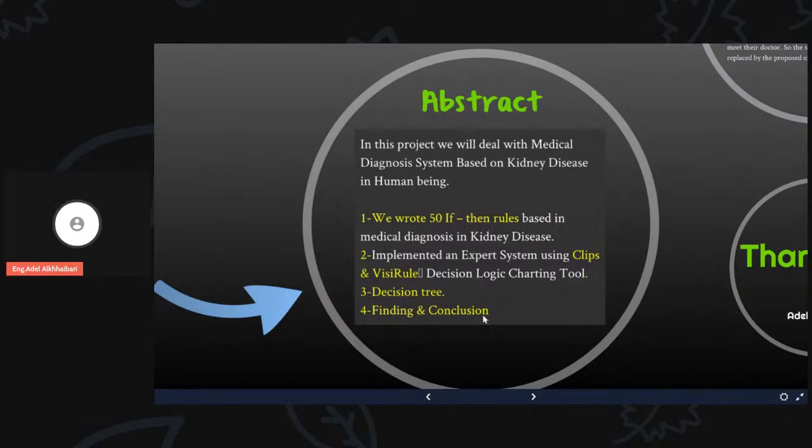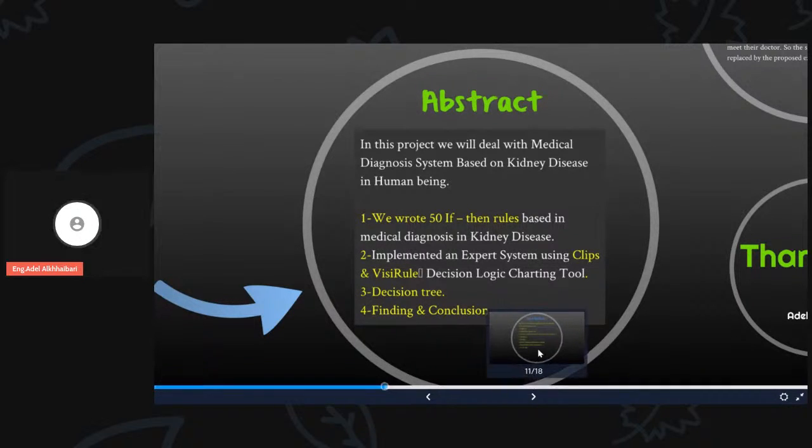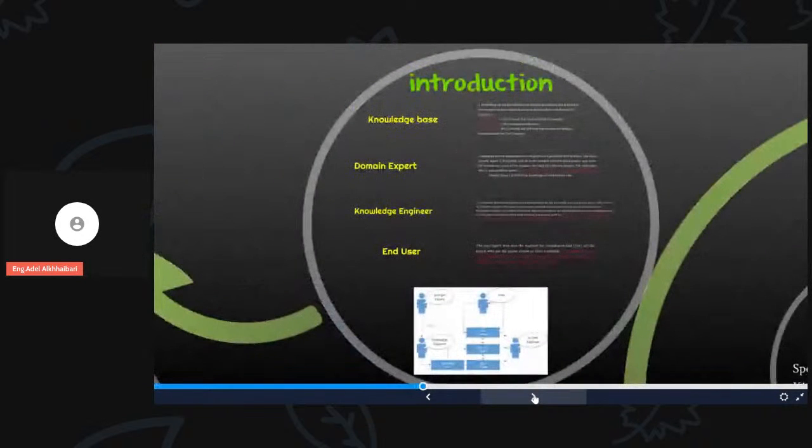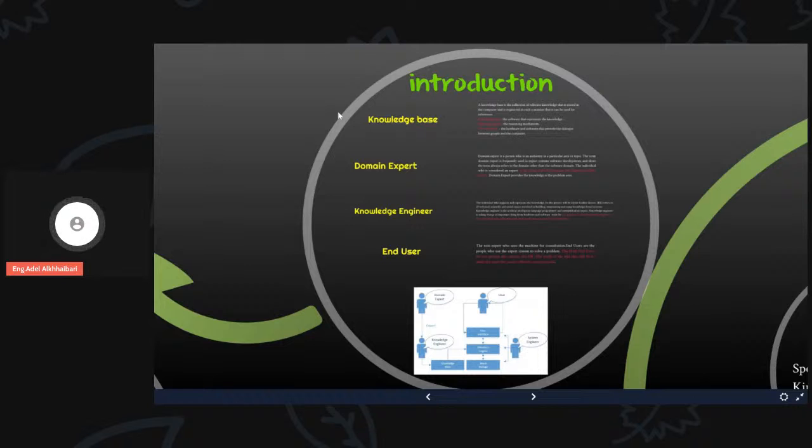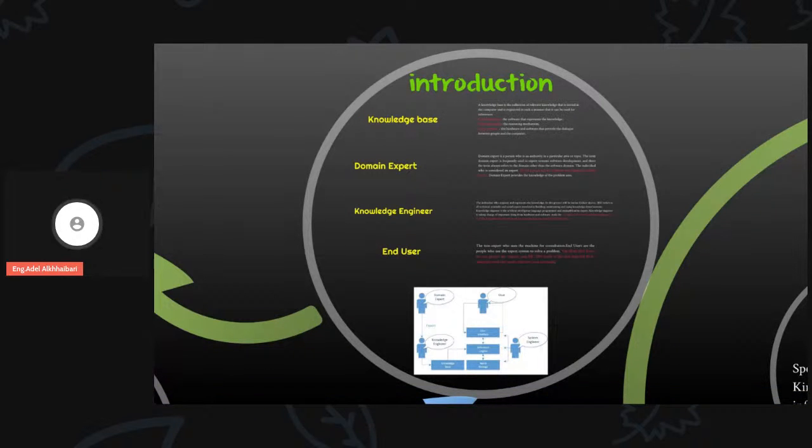Implementing an expert system using CLIPS, visual rule decision logic, a charting tool, decision tree, and findings and conclusion. This covers the introduction, knowledge base and domain expert, and knowledge engineering and end user. This is how the program works. If you don't have one of these, the project will not be done in the programming. We must have a knowledge base.